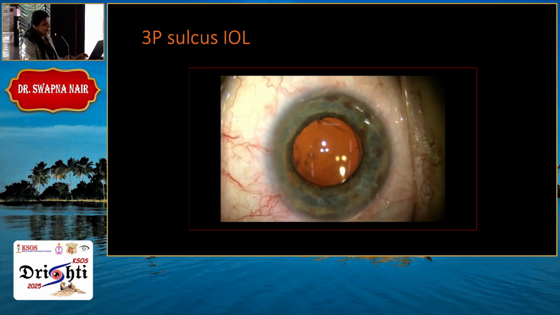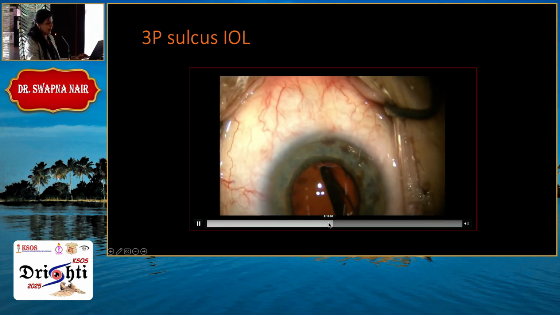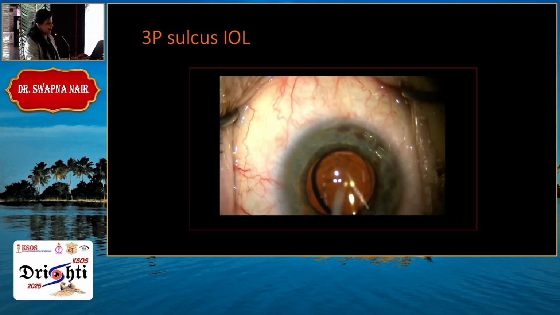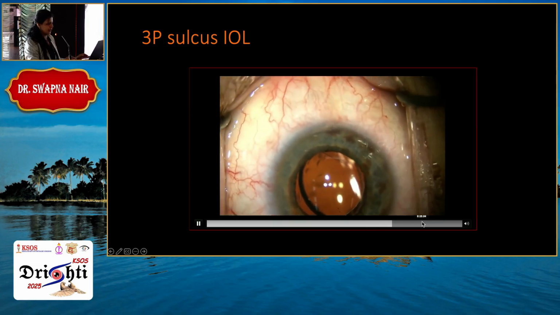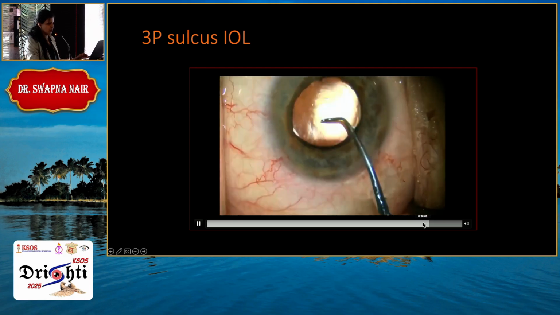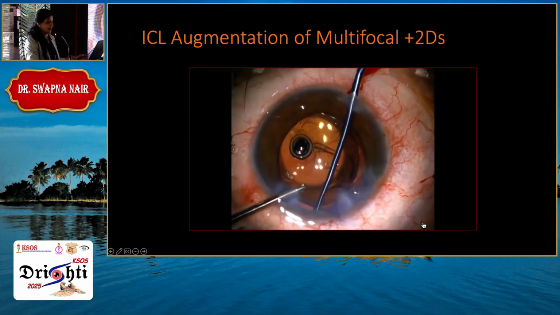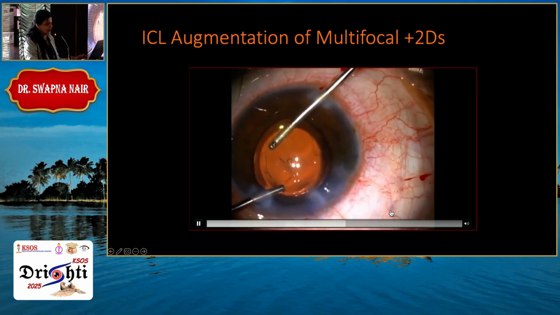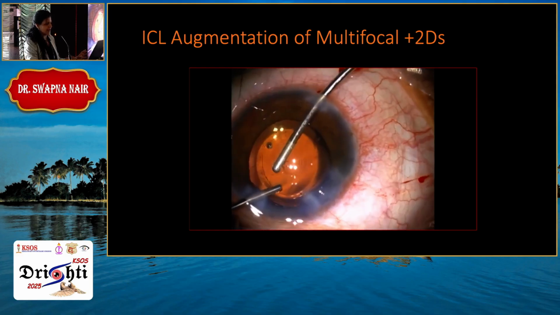Now here is another one where a 3-piece lens is being implanted into the sulcus. So you have already one sitting there, and there goes the 3-piece lens for the added refractive error in the sulcus. Again, both haptics are dialed in and the viscoelastic washed out. Now here is a multifocal intraocular lens that is being augmented by a low power IOL because of an error in the target refraction.